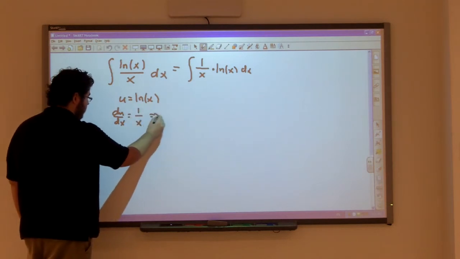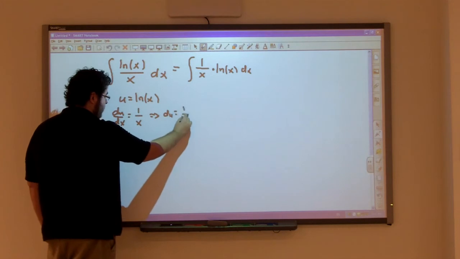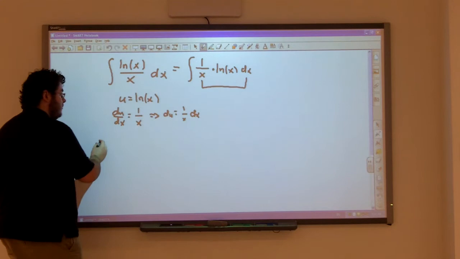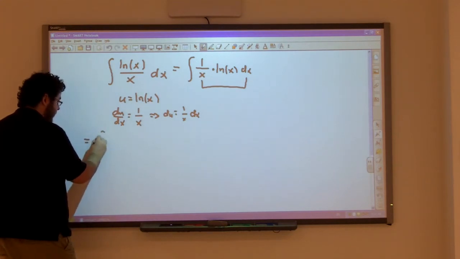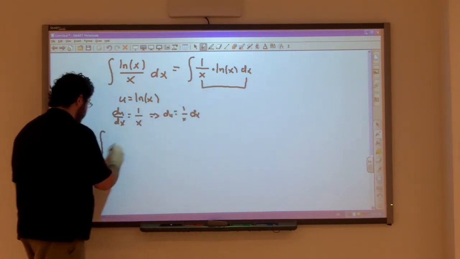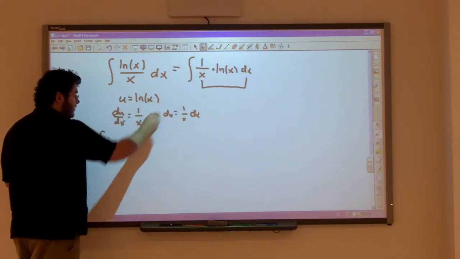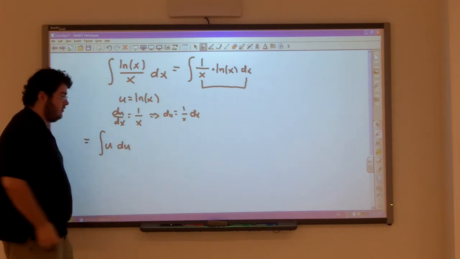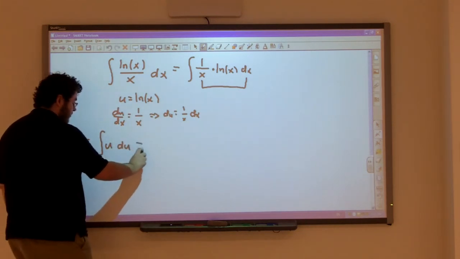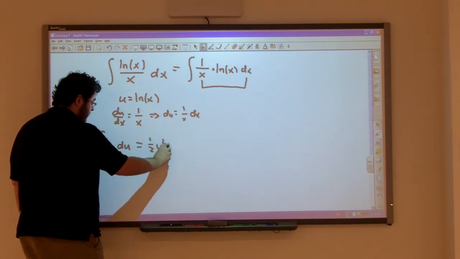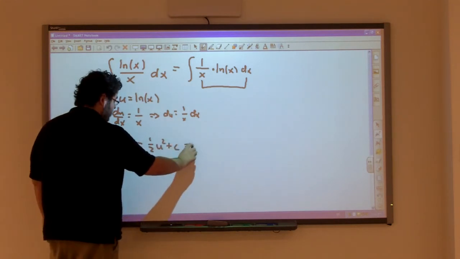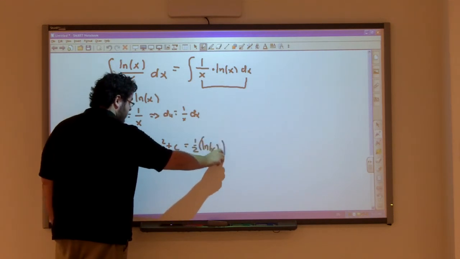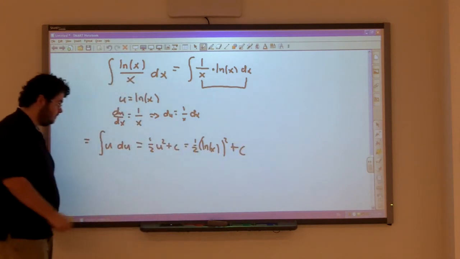Now we know that du is 1 over x dx, which we have right here. So we can say that this integral is really u dx, which is 1 over x dx is du. So we just have the integral of u du. Again, that is just 1/2 u squared plus a constant, which is 1/2 natural log of x squared plus constant.